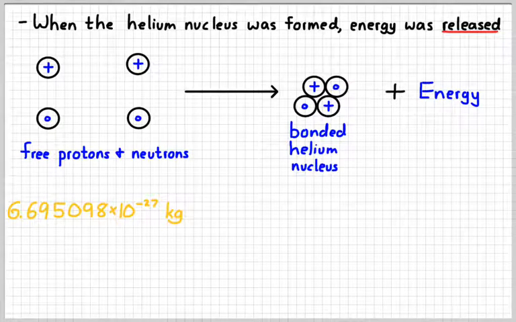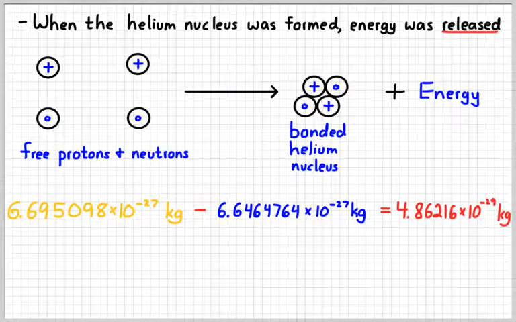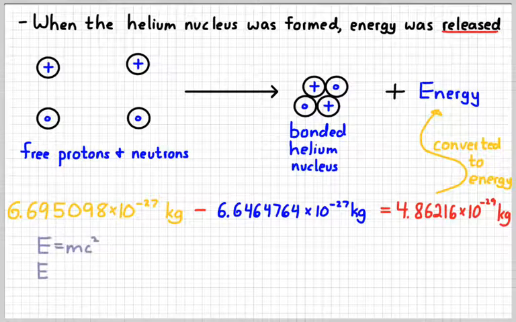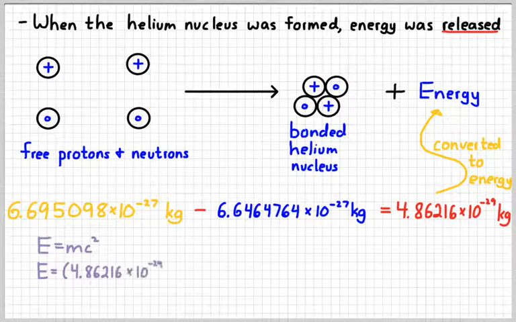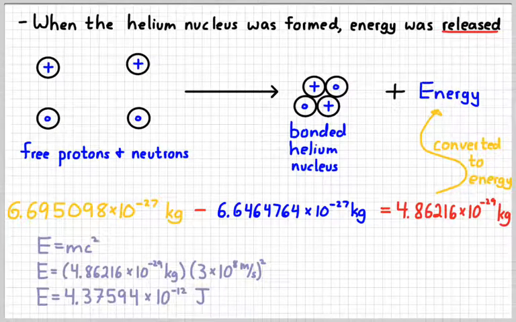If we do the math, the free protons and neutrons had that mass. The helium nucleus has that mass. If we subtract the two, we get this mass. This is the mass that was converted to energy. So if we want to know how much energy was created, we could use Einstein's equation. Just multiply that missing mass by the speed of light squared, and we would get something like this.